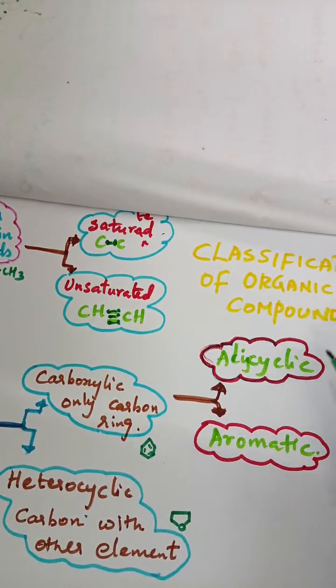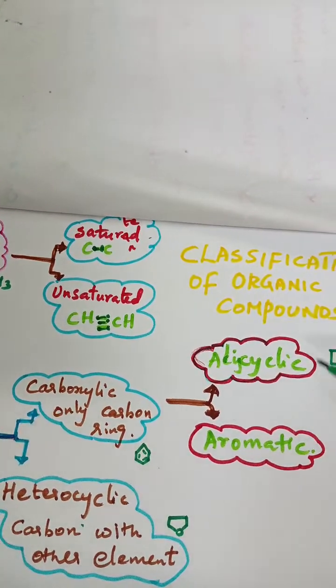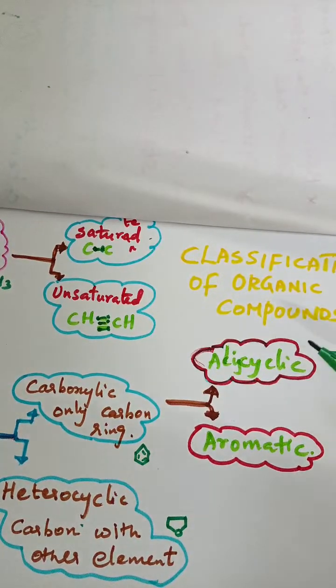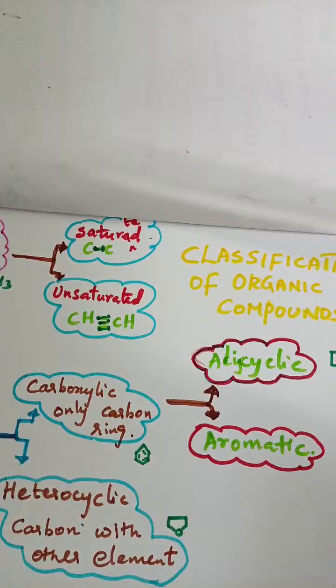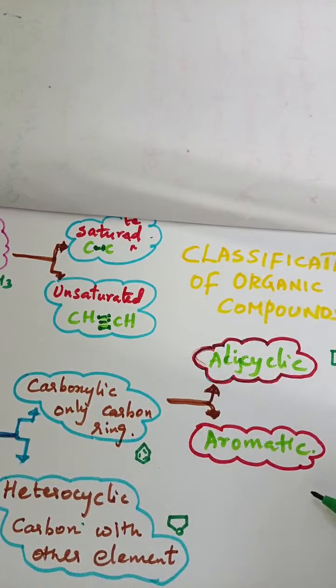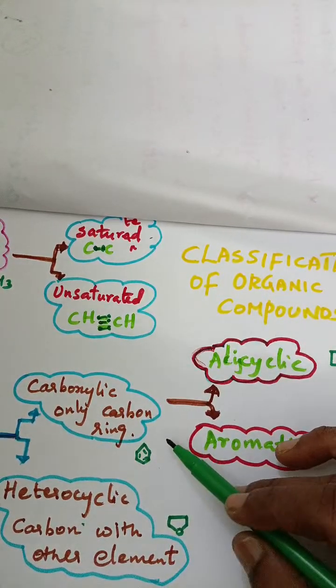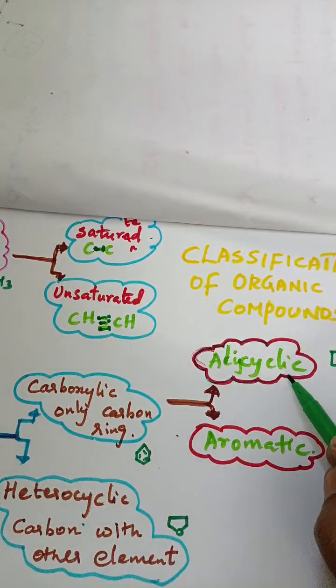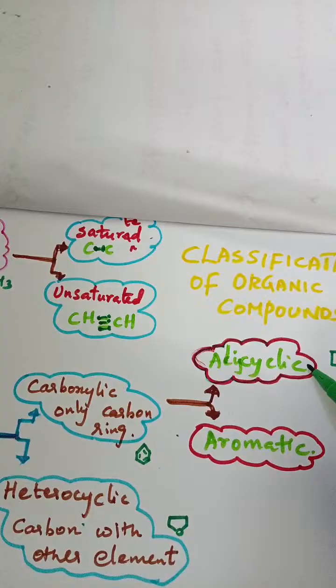And further, this carboxylic, having only the carbon ring, will be further divided into two types. They are alicyclic and aromatic. What are they? Alicyclic and aromatic. So alicyclic means they will have carbon atoms bonded like a cyclic compound with only the same type of carbon, whereas aromatic means it will form a benzene ring like this, and other elements may also be linked. The difference between alicyclic and aromatic will be discussed in detail.